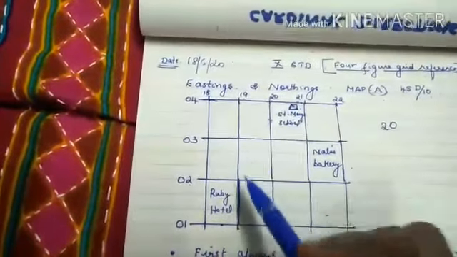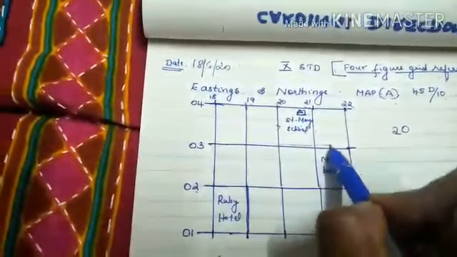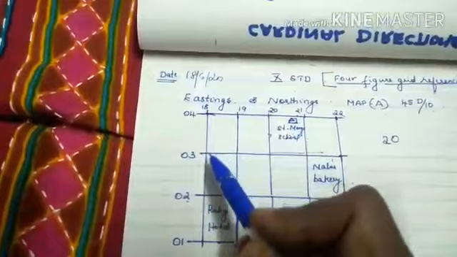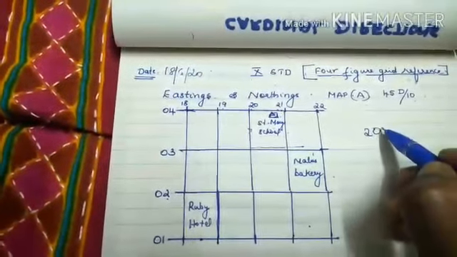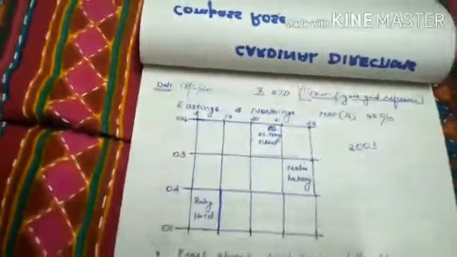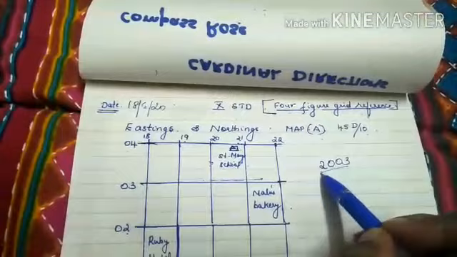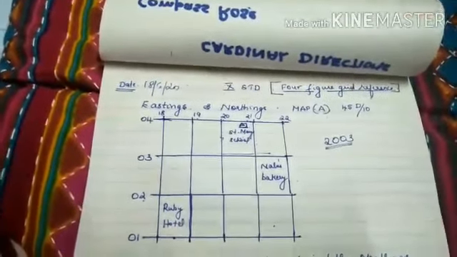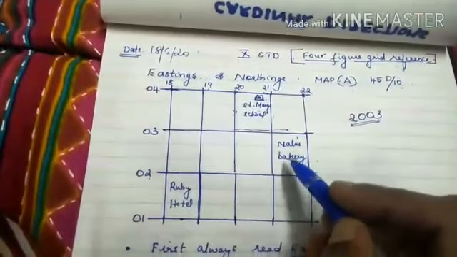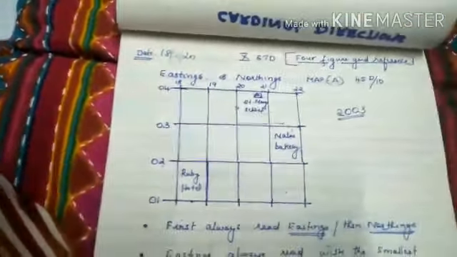And then you have the next 2-digit is northings. So northings means you have to take this line, the number which is the least, 03, just below the school. So the 4-figure grid reference of St. Mary's School is 2003.